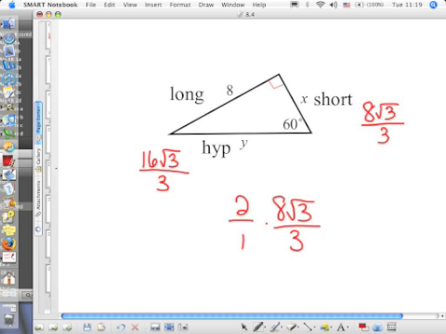Do we have to check that one? No, you don't have to. You don't have to check. How would you square... never mind.